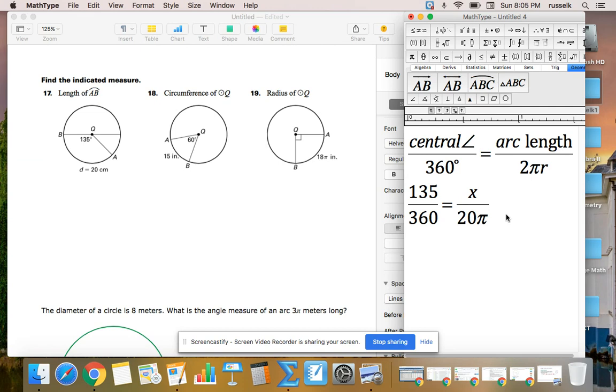Once we have everything filled in, we can cross multiply and solve for what's missing. So in this case, we need to take 135 times 20, which gives us 2,700 pi equals 360x. Trying to get x by itself, so we want to divide both sides by 360. I believe that comes out to be 7.5 pi. If that 7.5 wouldn't have come out nicely, don't round. You want to leave it exact, so we just leave it as a fraction and simplify from there.